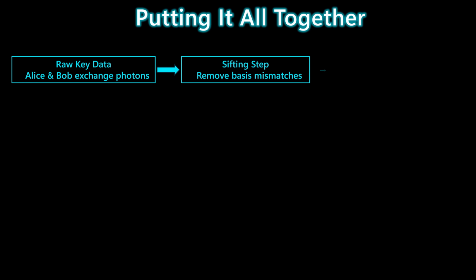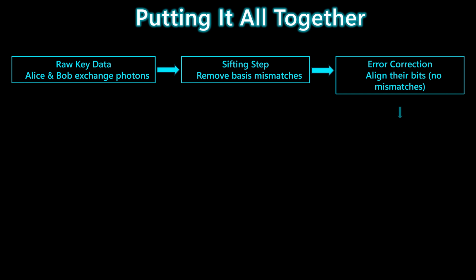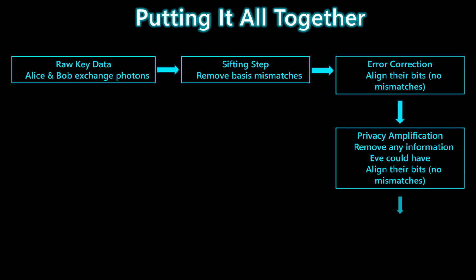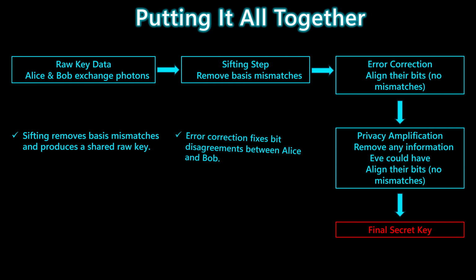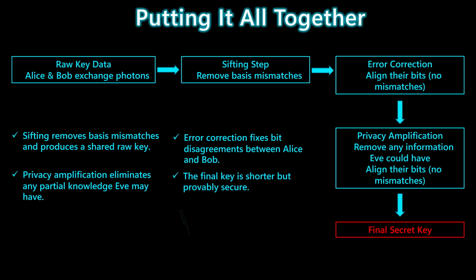BB84 starts with raw quantum data. Alice sends photons, Bob measures them, and together they generate a messy first draft of a key. Sifting removes the cases where they use different bases, leaving them with a shared, raw key. Next comes error correction, where they clean up any mismatches and make their bits perfectly align. But even after that step, Eve might still know something. So, BB84 finishes with privacy amplification.